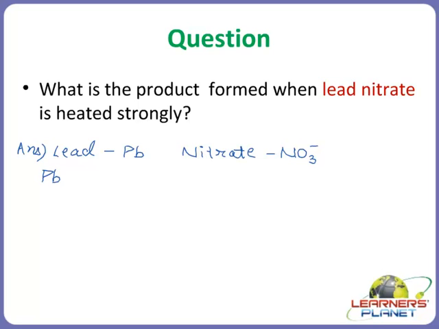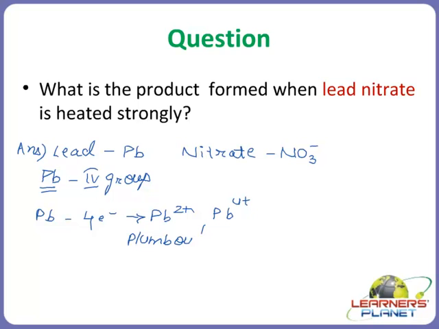This lead belongs to the fourth group of the periodic table. So it has 4 electrons in the valence shell, but it can form the Pb2 plus ion as well as the Pb4 plus ion. Pb2 plus is plumbous and Pb4 plus is plumbic. Now lead nitrate is plumbous nitrate. So it is Pb(NO3) whole twice.